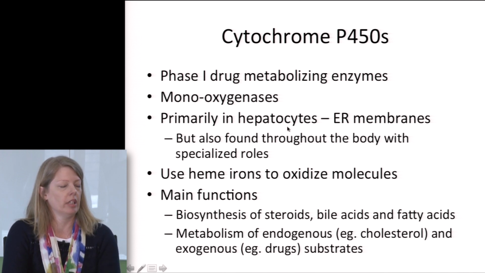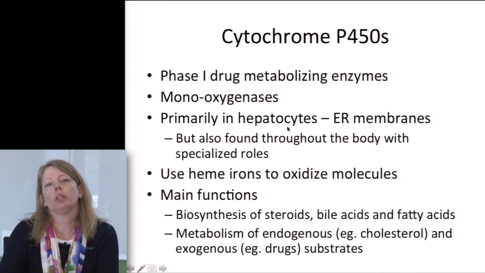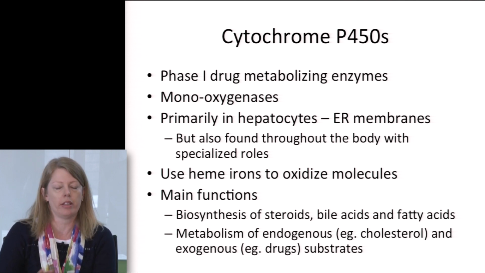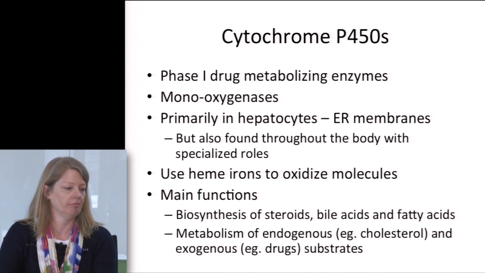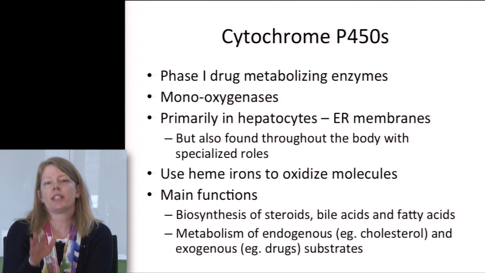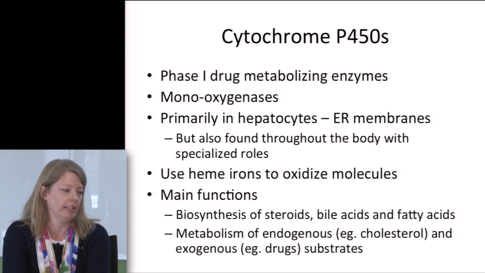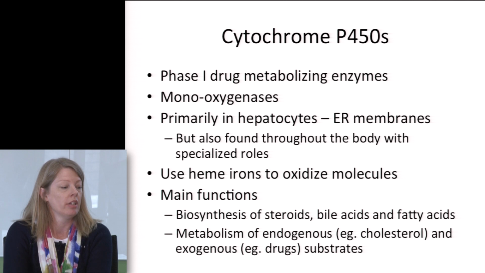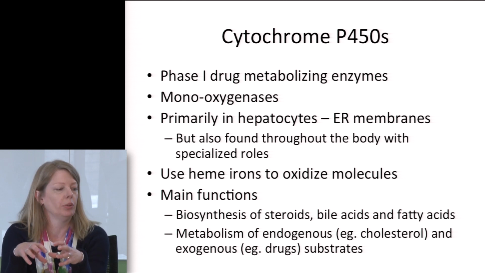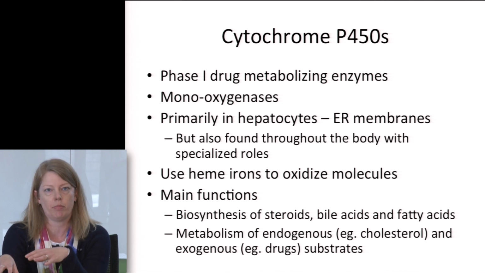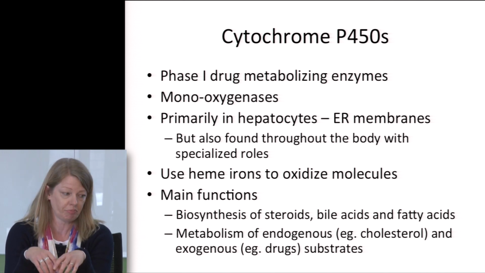The genes are expressed throughout the body, but the primary place that cytochrome P450s are prevalent is in the liver. So specifically, they can be found in the membranes of the endoplasmic reticulum in hepatocytes or liver cells. So these genes use heme ions to oxidize molecules. That's why they're responsible for most of the oxidation of drugs.